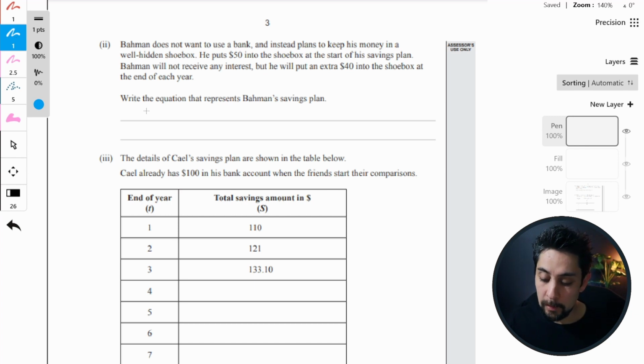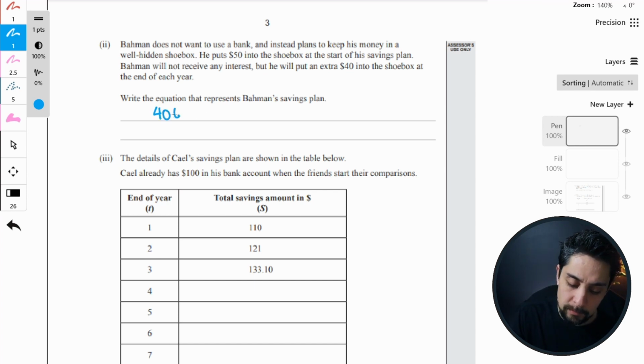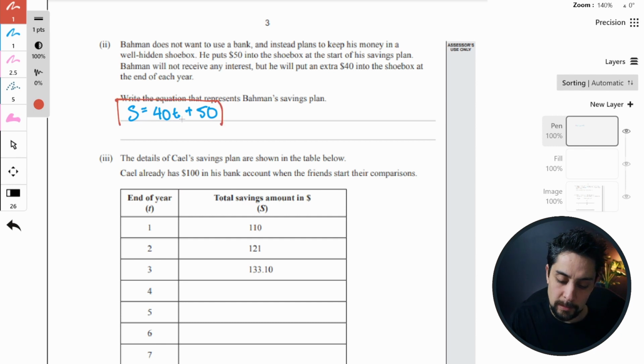Okay, so in this case, he's putting in $40 each year, starting with $50. So 40 in the first year, 40 after 2 years, 40 after 3 years. So that's 40 times the number of years. But he also starts with $50, so let's give him $50 at the start. That's how much his savings will be. Box that. That's the answer.